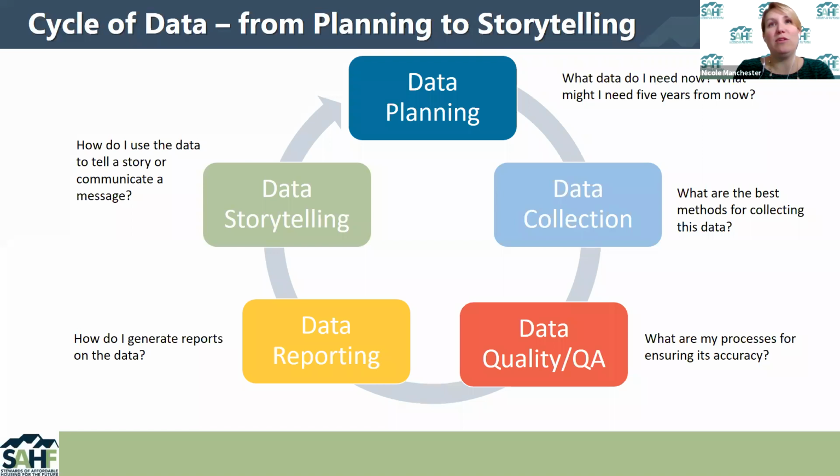And so I think when people think about the cycle of data, people tend to focus on the data collection and the data reporting, and sometimes not give as much thought to the planning piece at the start, and also the data quality piece. And then lastly, data storytelling too is very important as well. So thinking about all of those pieces. Go to the next slide.